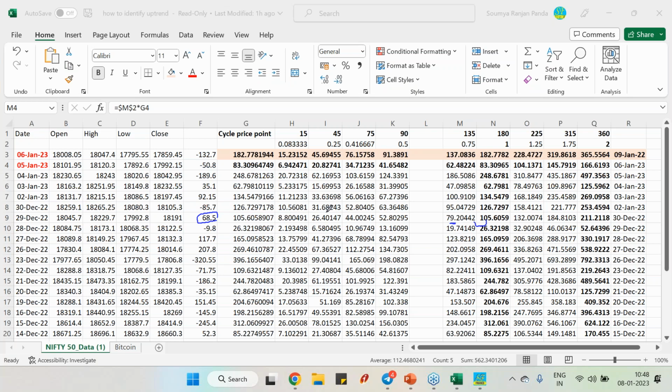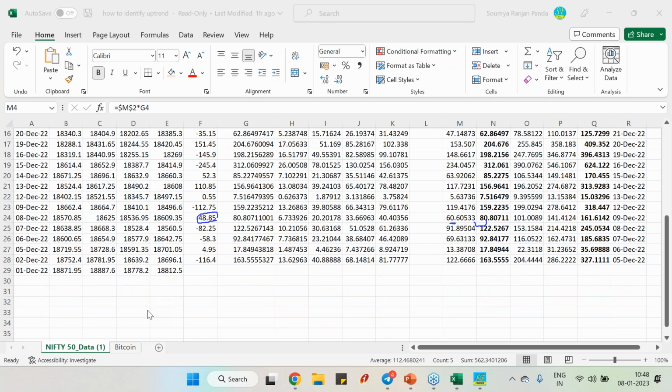But in this particular case, I'll go back to the other things. The first example that I have given, I think I have given an example on this 8th December. 8th December will be much clearer.